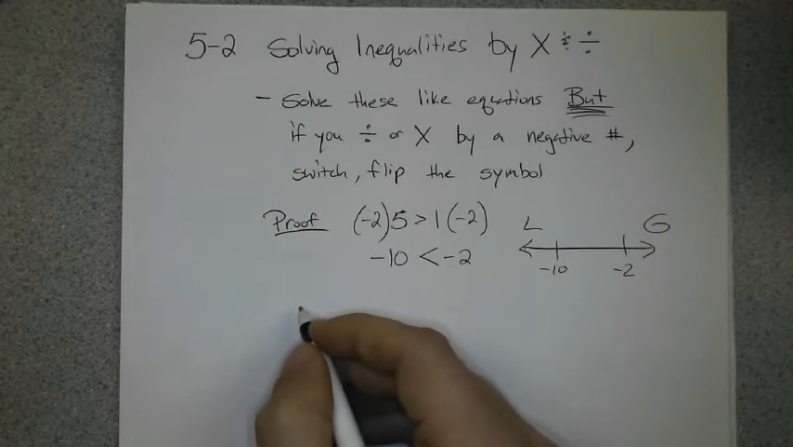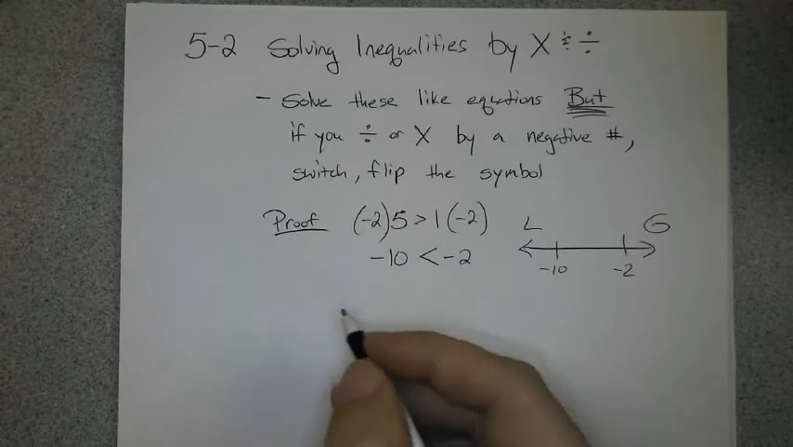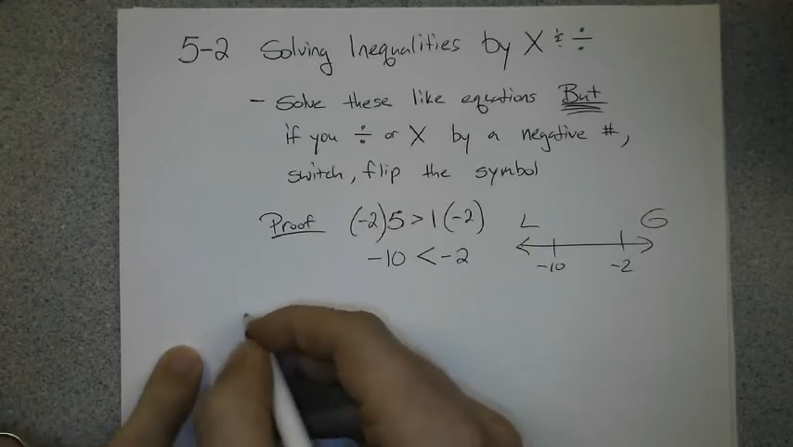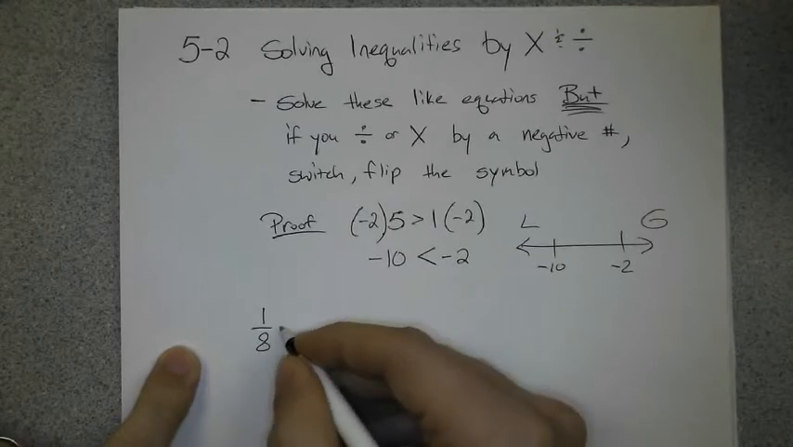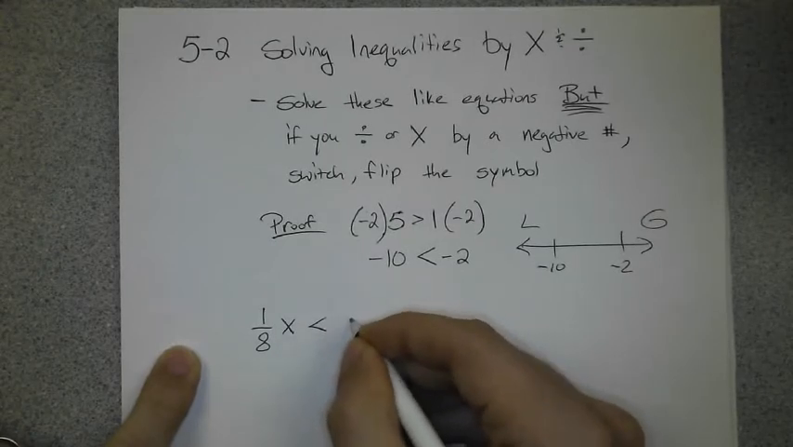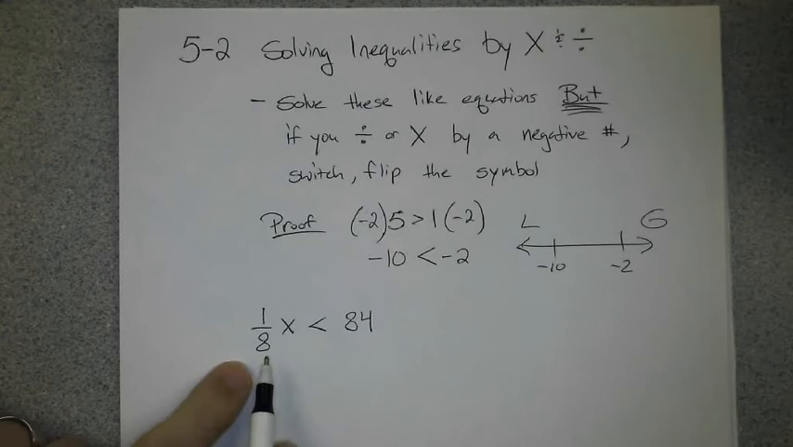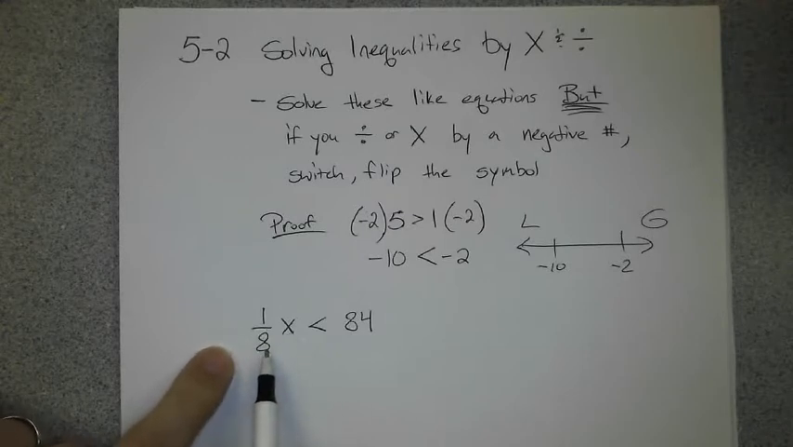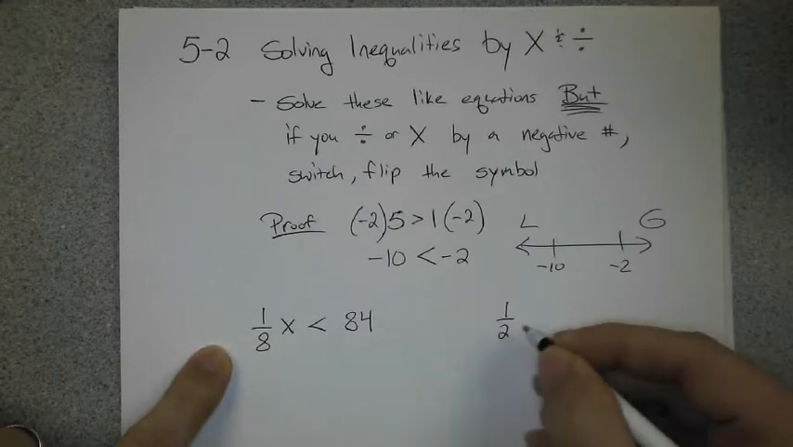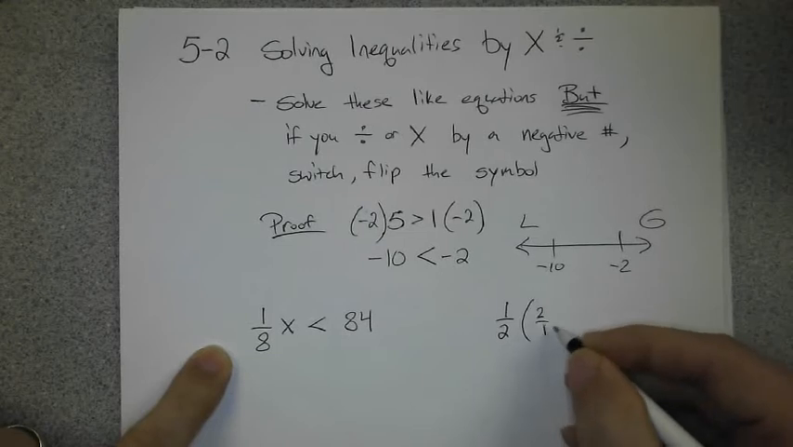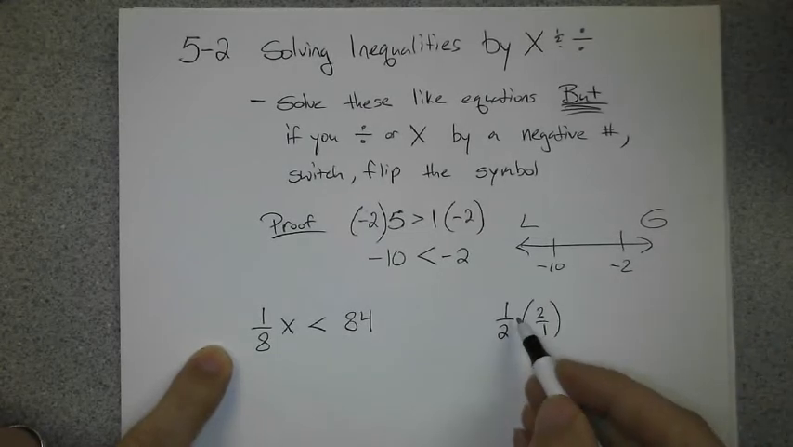So first of all, let's jump into fractions, because people always hate those, so let's get them out of the way and make them easy. Let's say we had something like 1/8 x is less than 84. Now anytime you're trying to get rid of a fraction that touches a variable, if you have a fraction coefficient, just multiply by the reciprocal. And remember, in case you forgot, the reciprocal is the fraction flipped.